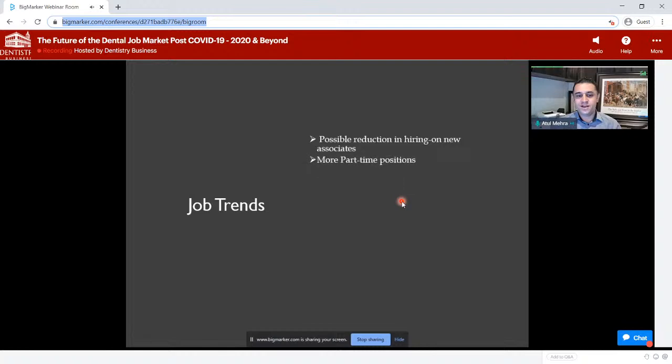More part-time positions is something we may also likely see as things start rebounding and people start remeasuring the amount of activity available. There will probably be more part-time positions as opposed to full-time positions.